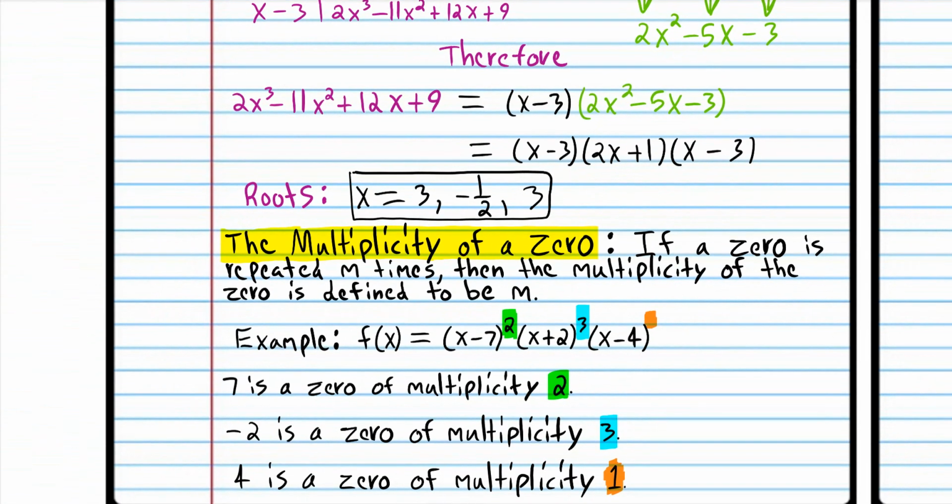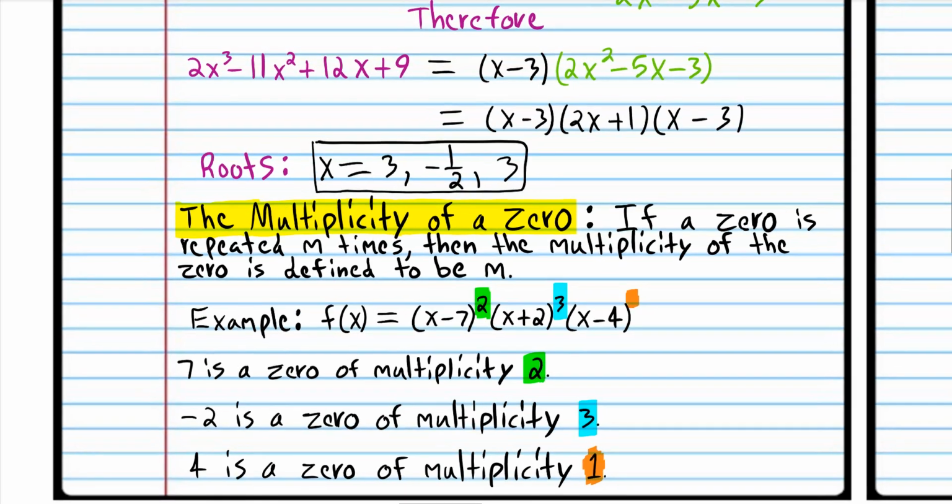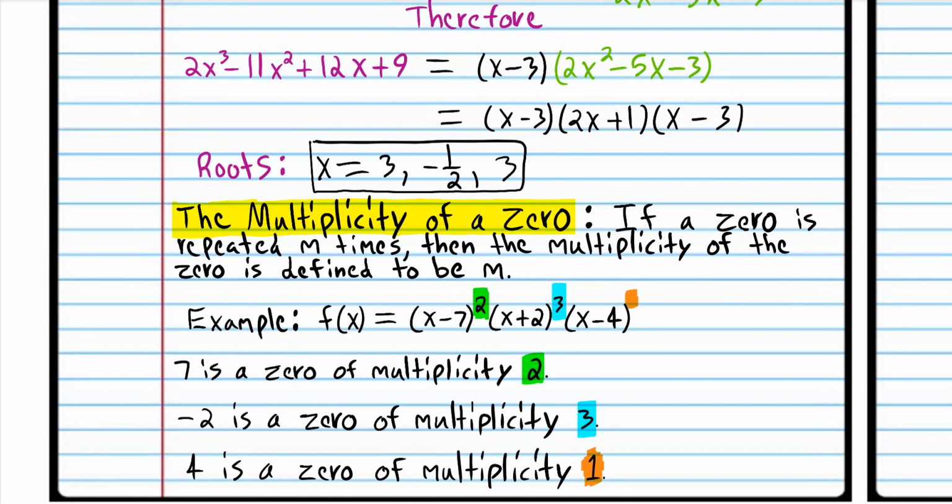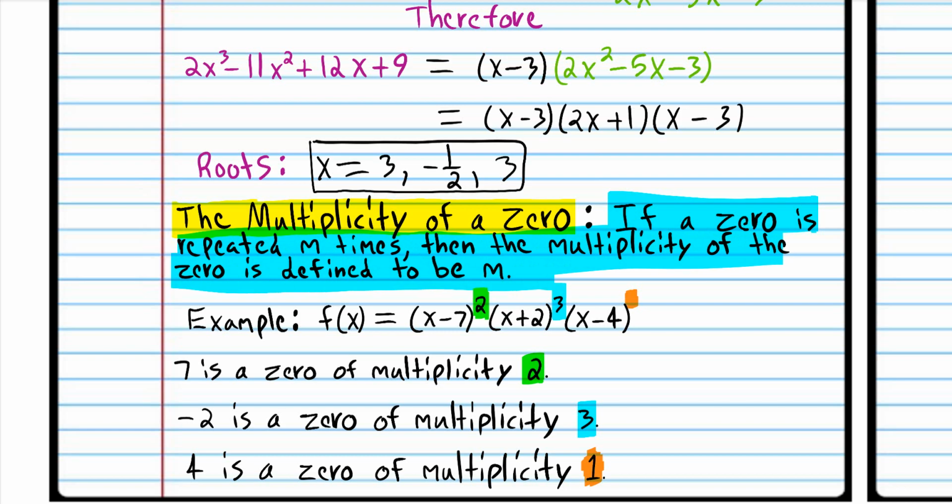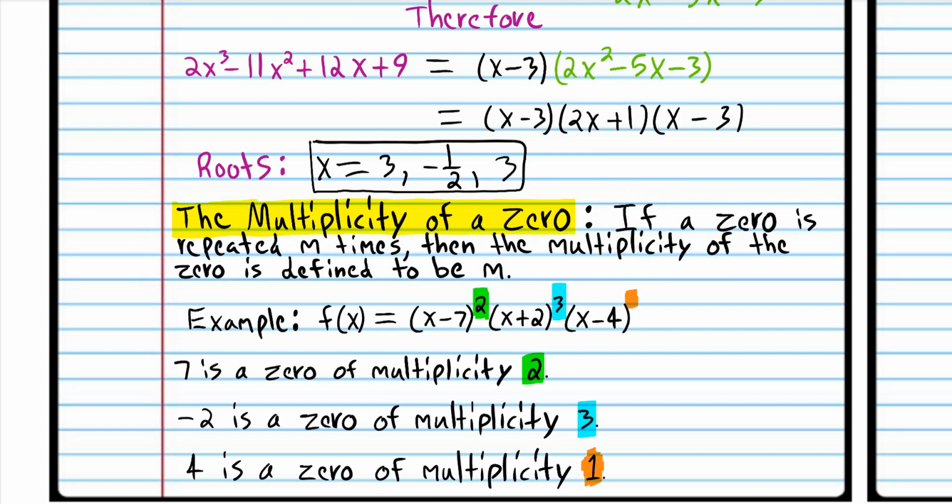So technically, based on our polynomial concept, we do have still 3 solutions for a 3rd degree polynomial. Now we're going to learn something called the multiplicity of a 0. If a 0 is repeated m times, then the multiplicity of the 0 is defined to be m. So this 0 was repeated twice. We have x minus 3 twice, so the multiplicity of that 0 is 2, because again, there's 2 of these factors.